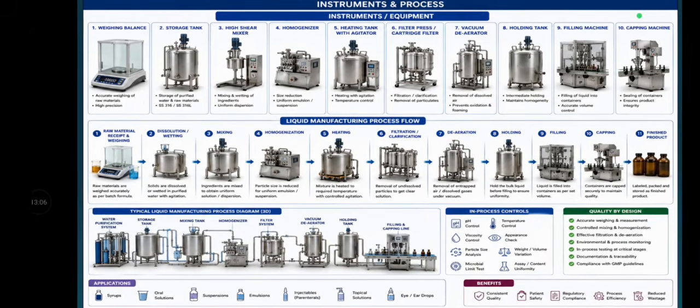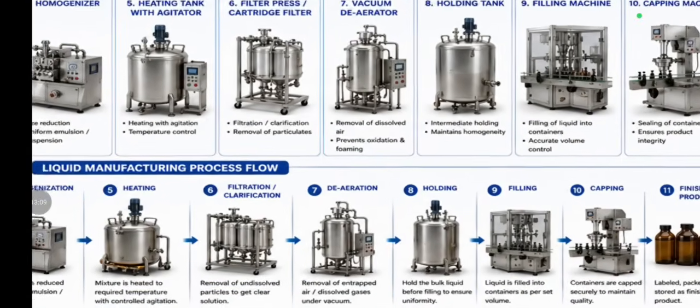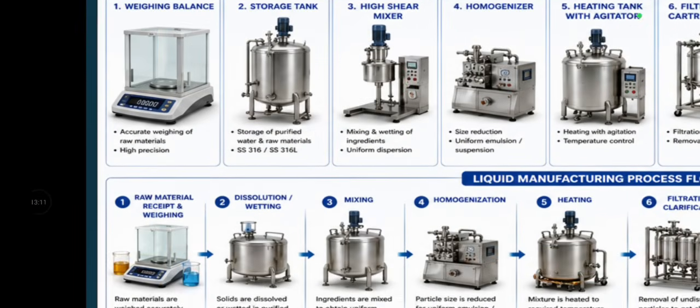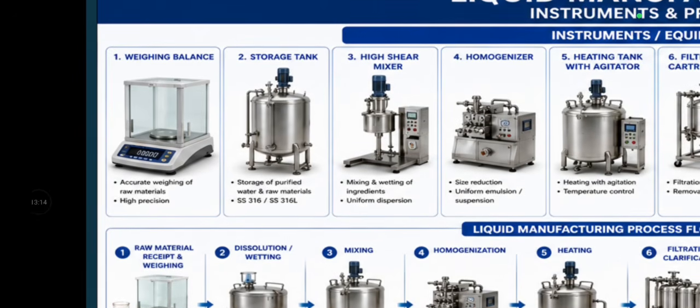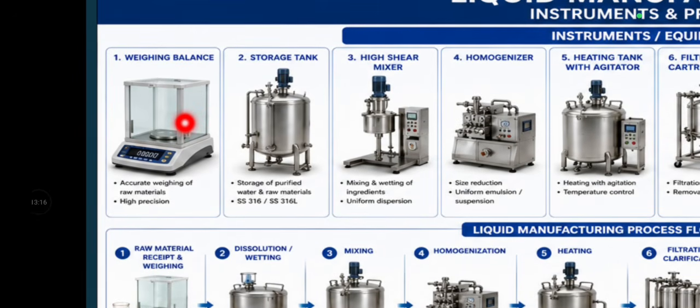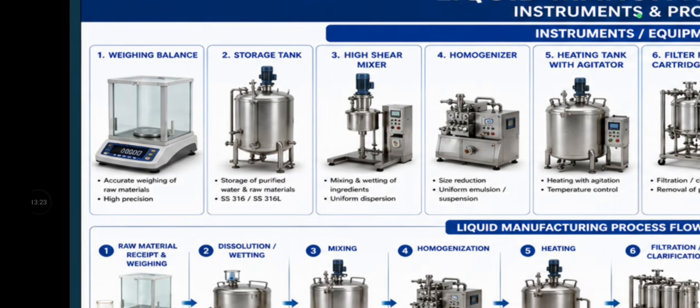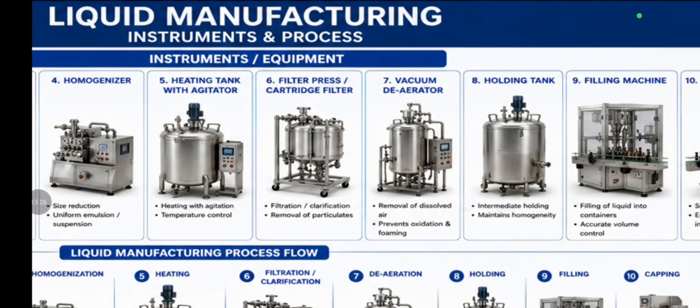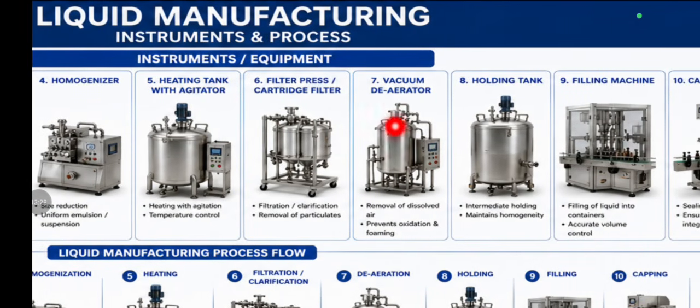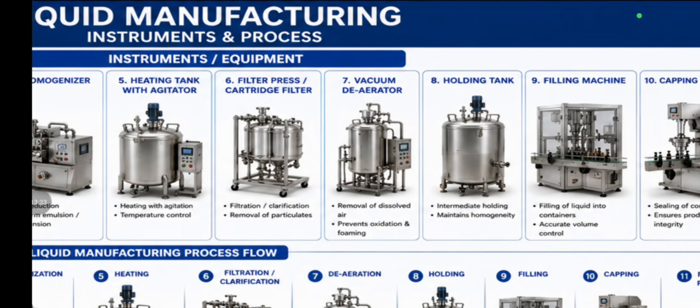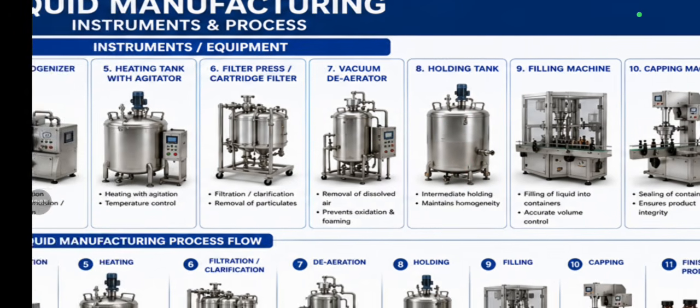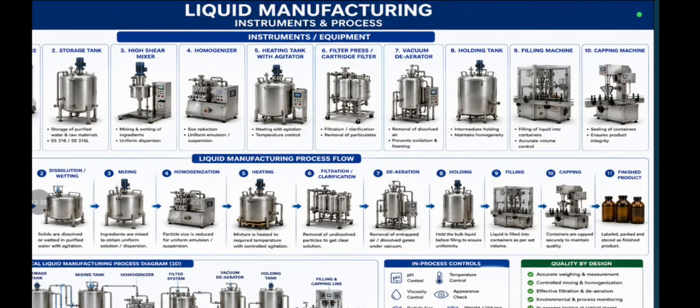So next is liquid manufacturing. Different types of instruments are used for liquid manufacturing. The equipment and instruments are the weighing balance, then storage mix tank, high shear mixer, and homogenizer, which are used in this liquid manufacturing area. Then filter press, vacuum aerators, holding tanks, filling machines, and capping machines. These are the instruments used in the liquid manufacturing area.